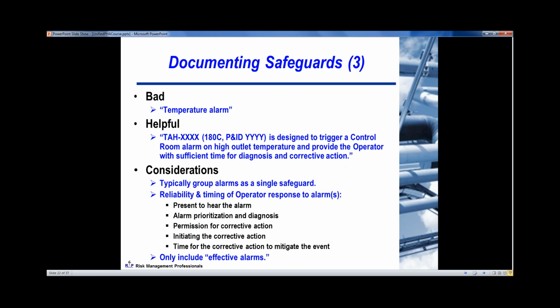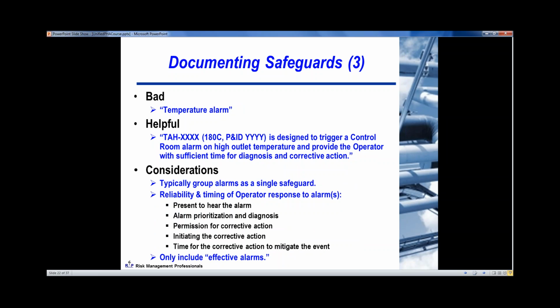So again, it's all a matter of getting what you need from the team to do a good quality job and have documentation that supports it. So let's talk about operator response. Again, identifying the specific alarms, identifying a specific set point, very critical.